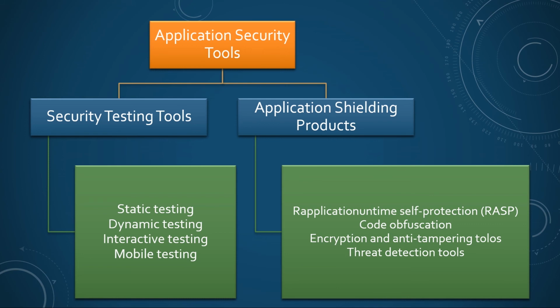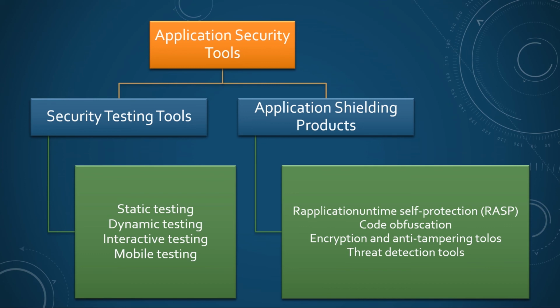But at the same time we have the application shielding tools or products. The main objective of these tools is to harden the applications so that attacks are more difficult to carry out. The first one in this category is runtime application self-protection. These tools could be considered a combination of testing and shielding. They provide a measure of protection against possible reverse engineering attacks.